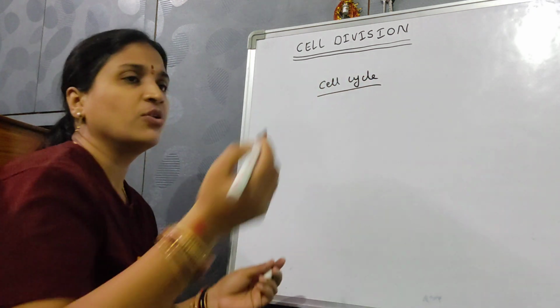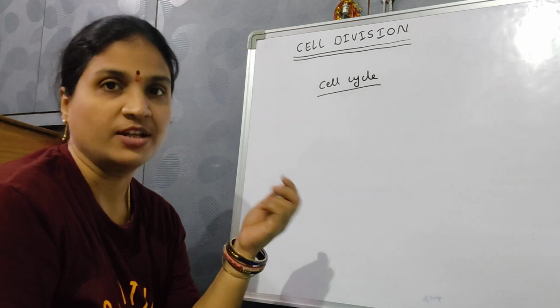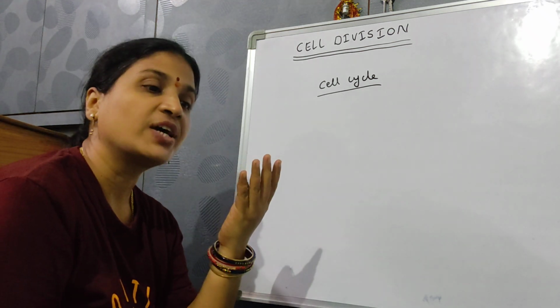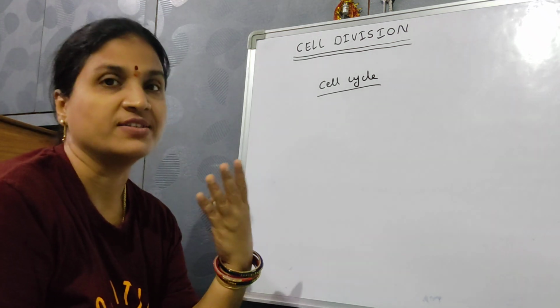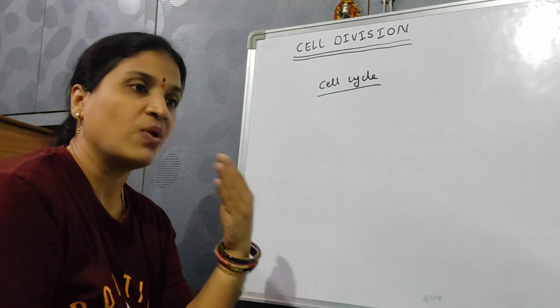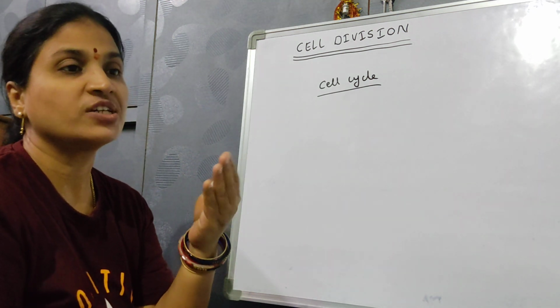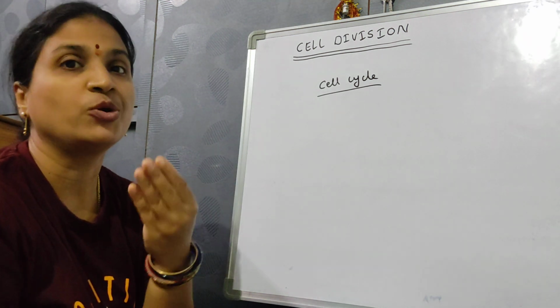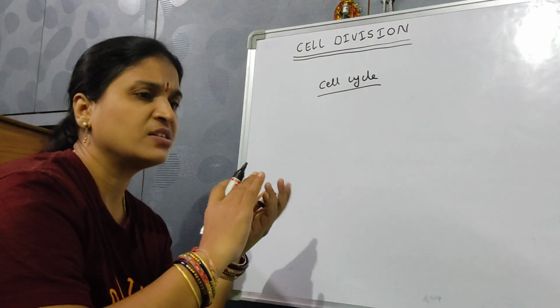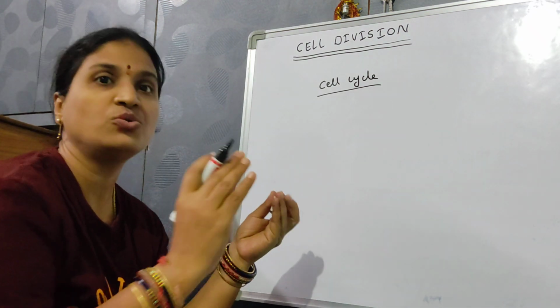All living organisms are made up of cells. Some living organisms are unicellular, made up of a single cell. Some are made up of many cells, they are multicellular. For their growth and reproduction, one cell forms two daughter cells. These two daughter cells grow and then divide again. So there is a sequence of events taking place from growth to division.